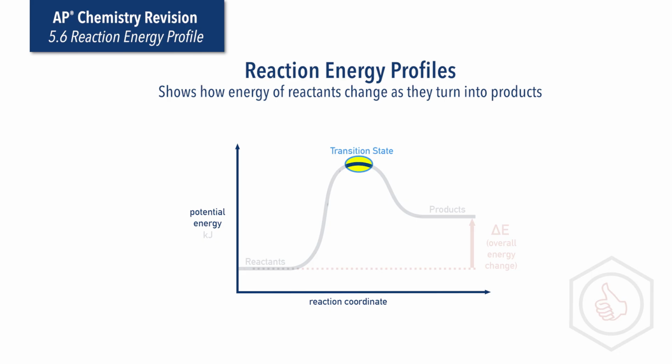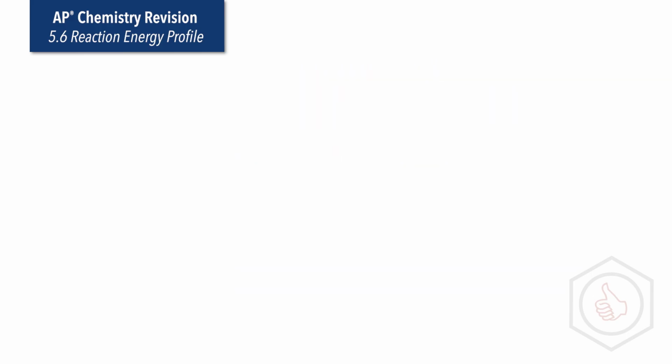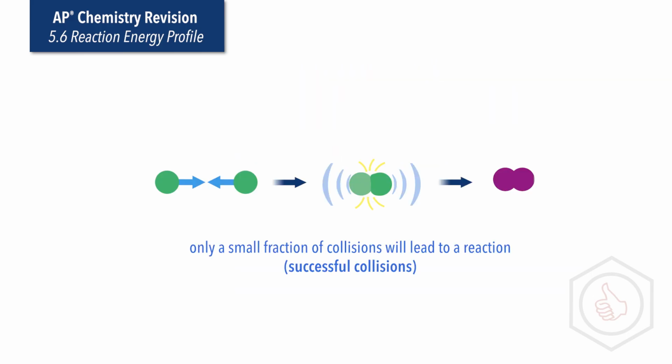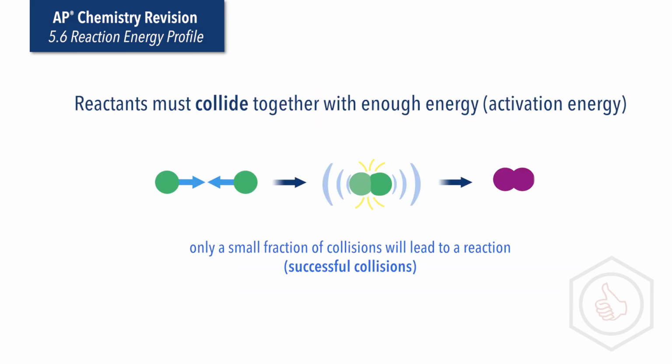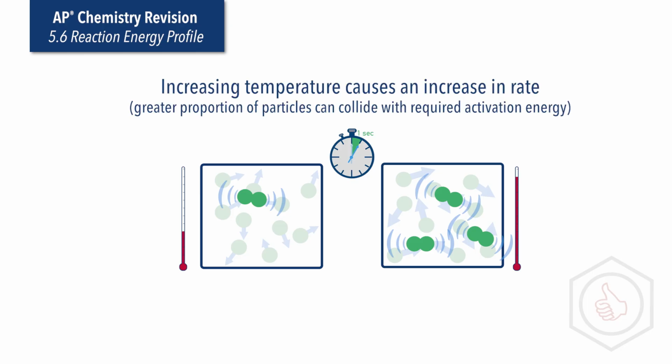The activation energy for the forward direction in a reaction can be seen on a reaction profile diagram as the difference in energy between the reactants and the highest point on the curve, the transition state. The activation energy for the reverse direction would be the difference in energy between the products and the transition state. As mentioned in the previous chapter, not all collisions between particles lead to product formation. Only collisions that occur with sufficient energy, the activation energy, and the correct orientation do. An increase in temperature means more particles have enough energy to overcome the activation energy barrier, increasing the reaction rate. Even small increases in temperature can greatly speed up reactions.